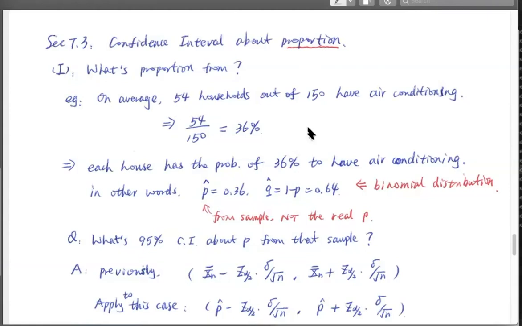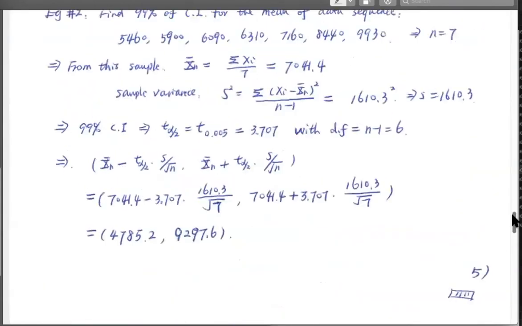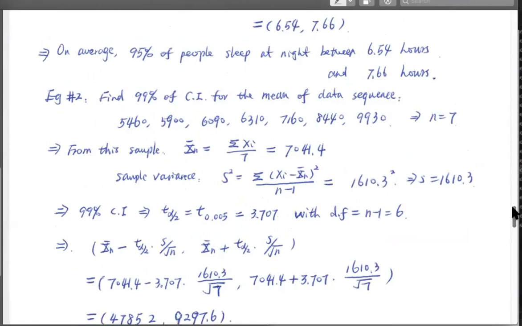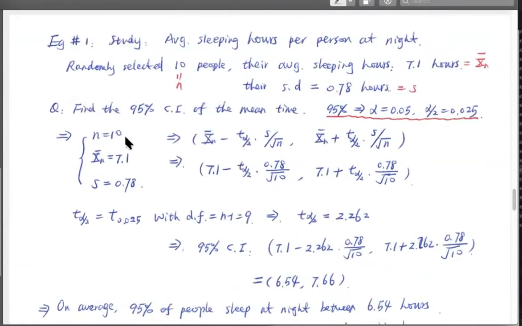If you remember previously, how many numbers are we usually given? We usually are given 3 numbers: sample size, sample average, and the standard deviation. The standard deviation could come from the population or from the sample. In this case it comes from the sample, so we are using the T formula. And then we do the calculation.